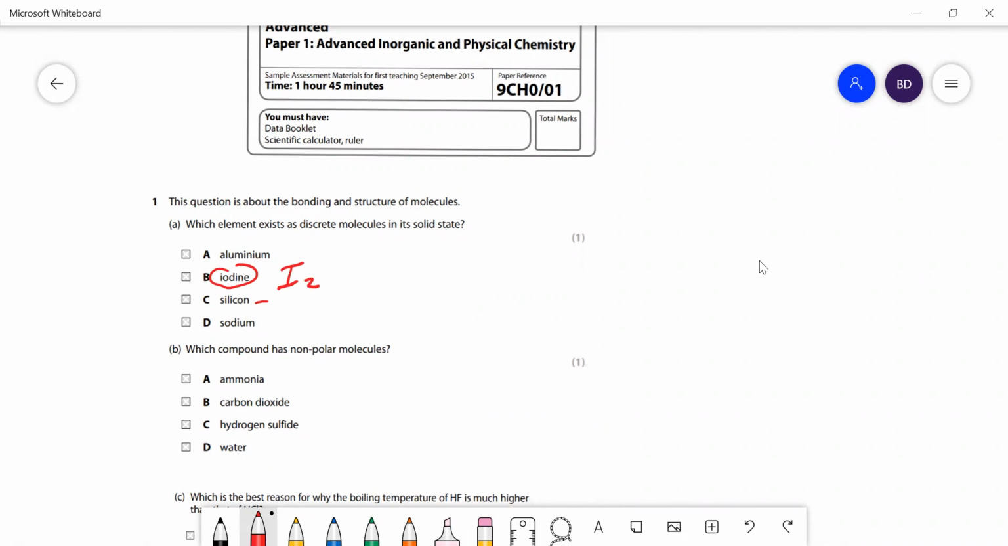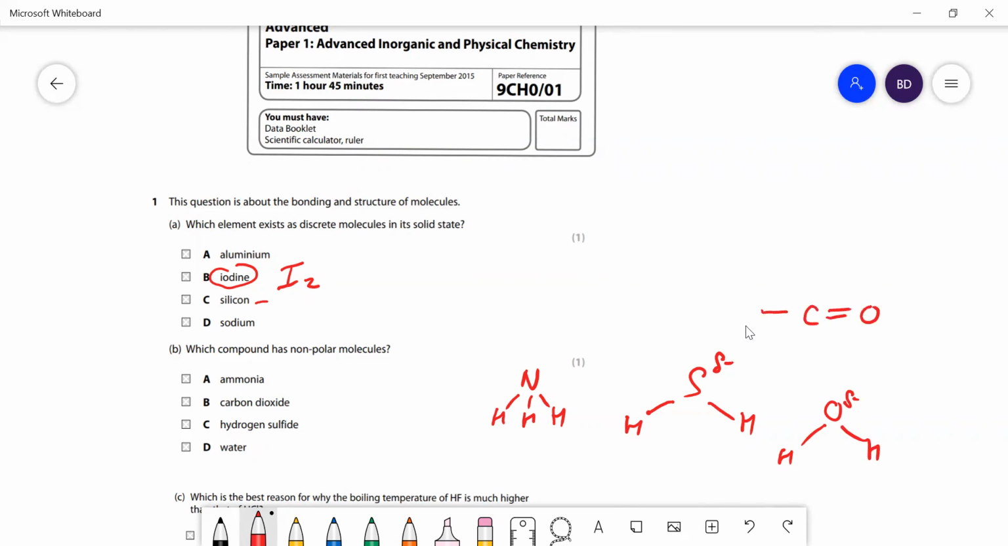Okay. Which compound has non-polar molecules? Right. So ammonia, NH3 is polar, big electronegativity difference. Hydrogen sulfide is polar too, smaller, but still sulfur is more electronegative than hydrogen. Water is obviously very electronegative, it's very polar. Carbon dioxide is not polar, even though oxygen is much more electronegative than carbon, because the carbon dioxide molecule is symmetrical, because it hasn't got any lone pairs around the carbon, so it's linear and symmetrical, and symmetrical molecules cannot have permanent dipoles. So that's the answer there.